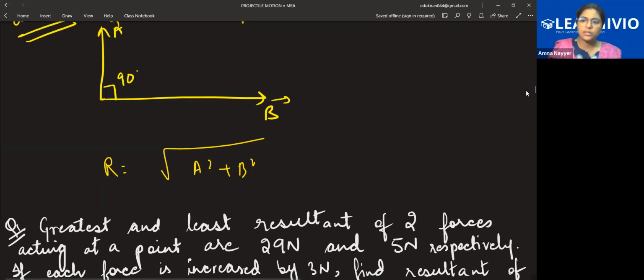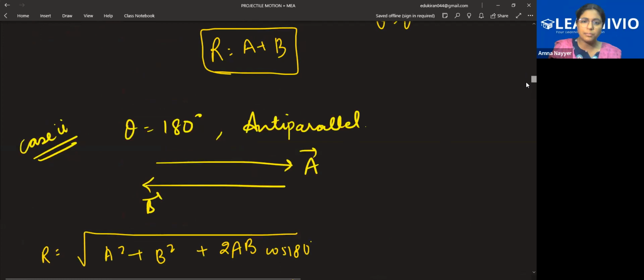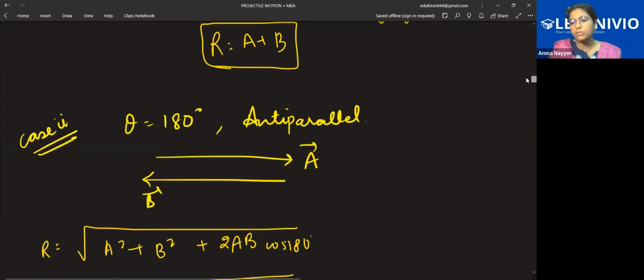So write down these three cases. Very few things are there. Let us quickly complete this. And I want to start with resolution of vectors in today's class.